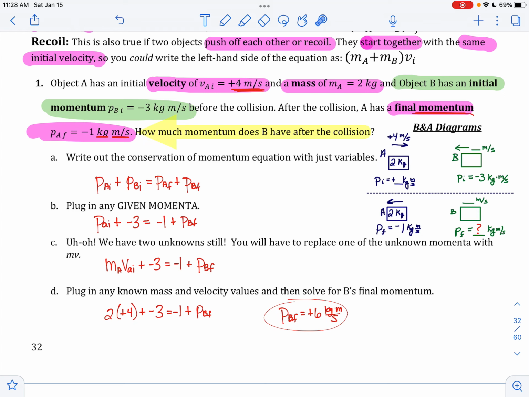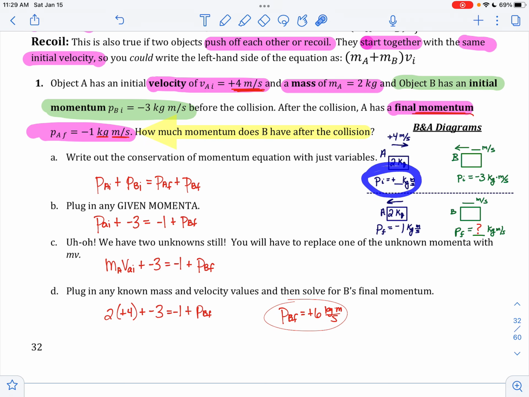Okay. Part A, write out the conservation of momentum equation with just variables. That just looks like this. All it says is the momentum before of both objects added together, the total momentum, is equal to the momentum after. Now we're going to plug in any of the given momenta. So did they give us a momentum of anything? Yeah, they did. I can look on my diagram.